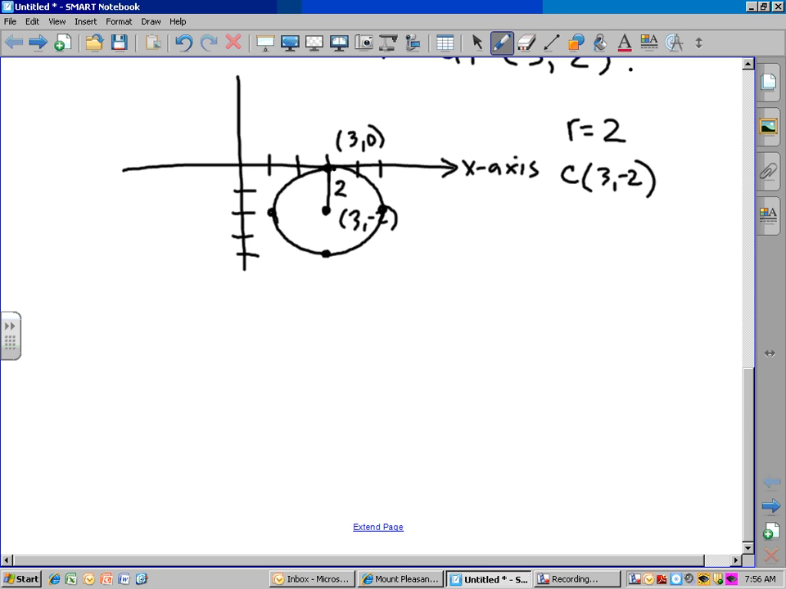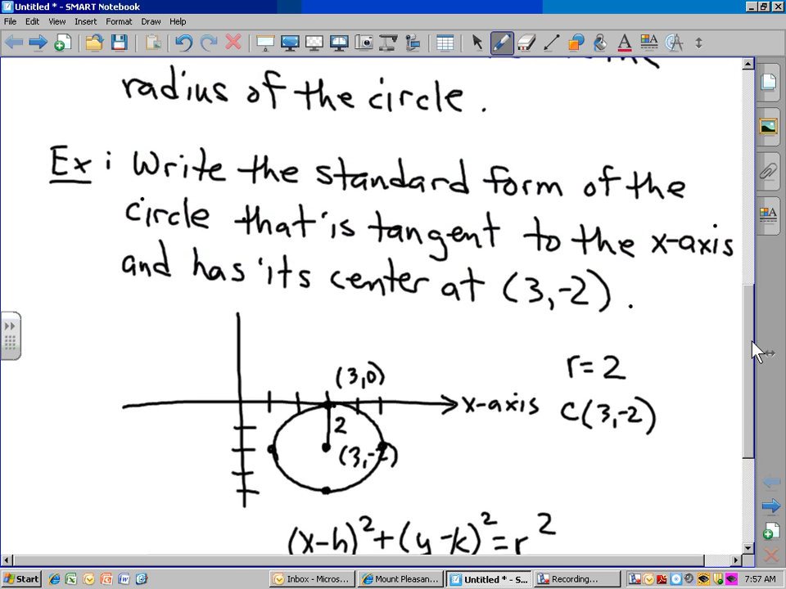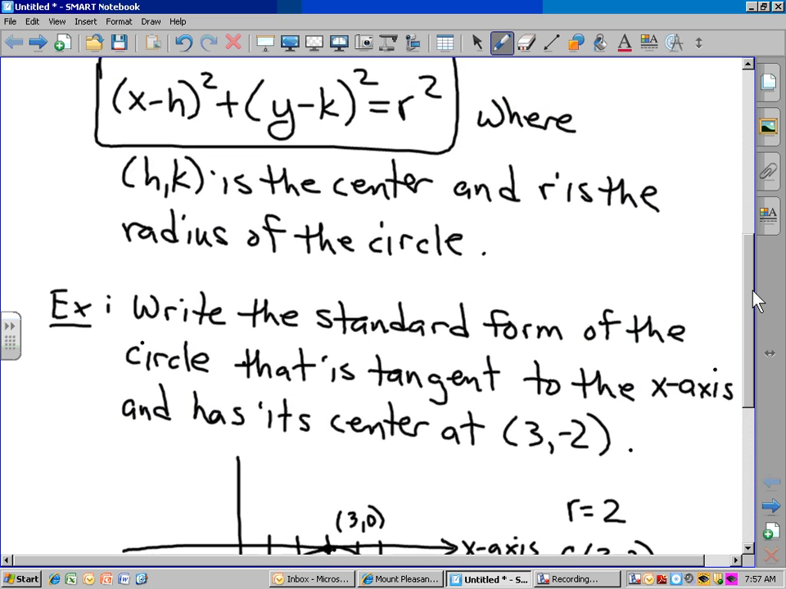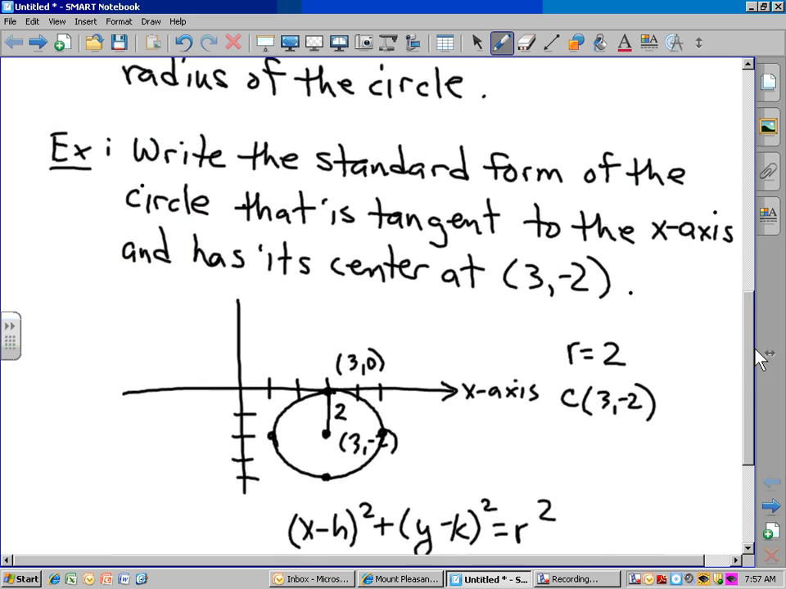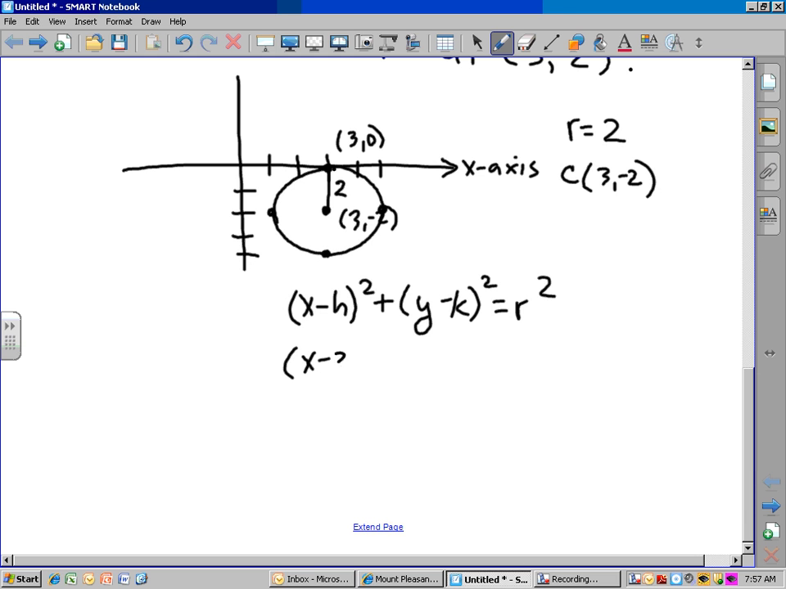So we know that our equation is (x minus h) squared plus (y minus k) squared equals r squared. What's my h? Let's see here. (h, k) is the center. So h would be the first number, in this case 3. For y, what am I going to put there? Plus 2. Yes, there is a negative. It's -2. Two negatives make a positive. Radius is 2. 2 squared is 4.